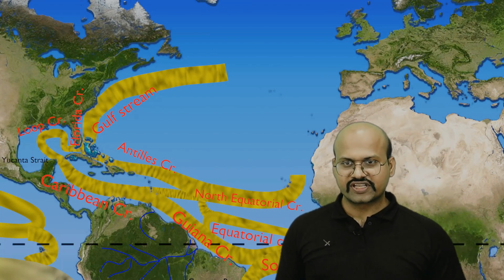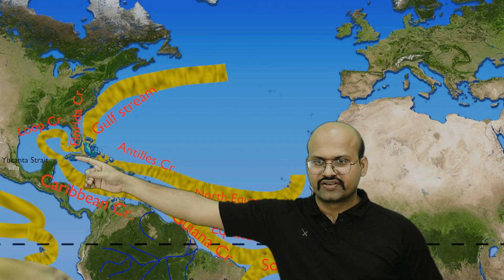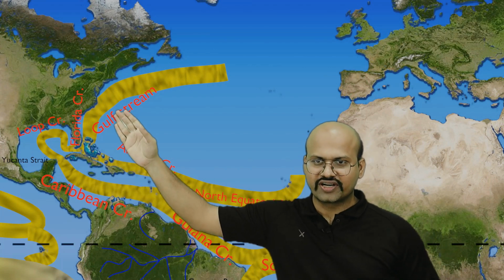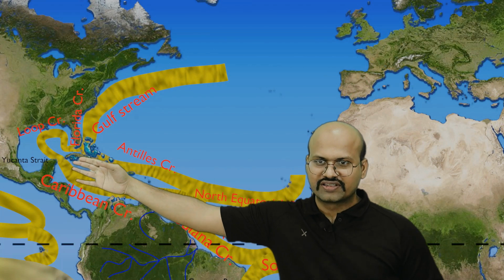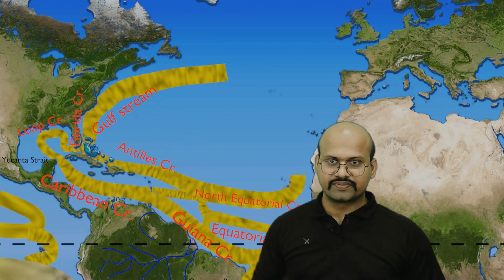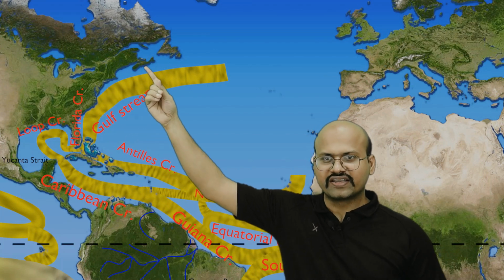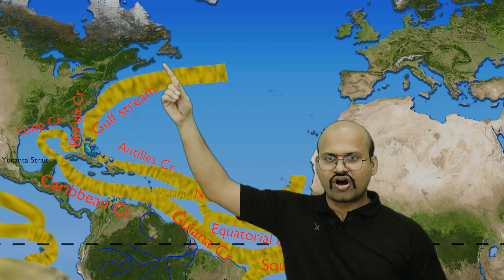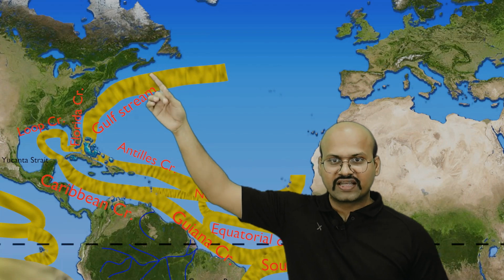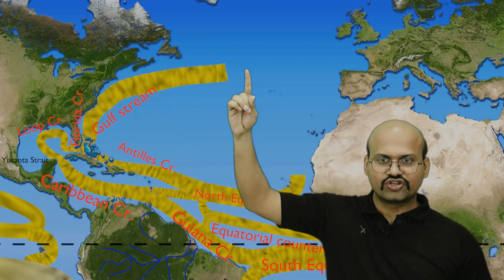So this Gulf Stream, because it originates from the Gulf of Mexico, the water comes from the Gulf of Mexico, therefore it is called Gulf Stream. And it passes through the eastern margin of America, and then it goes near Newfoundland of Canada, that is the Nova Scotia region, and then it moves further towards the European region.